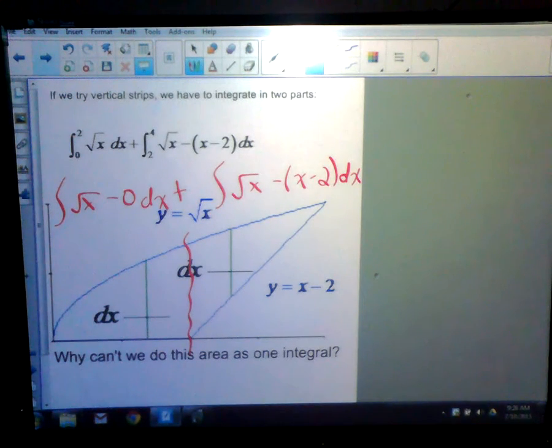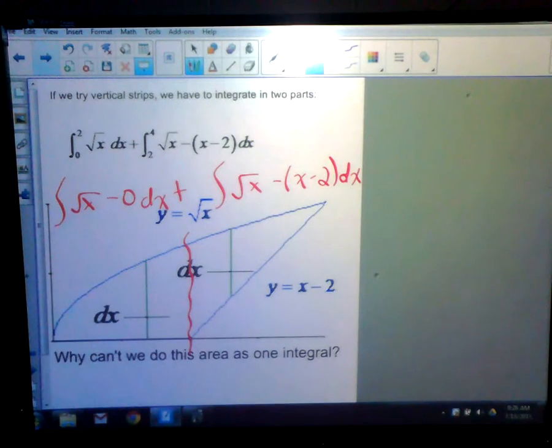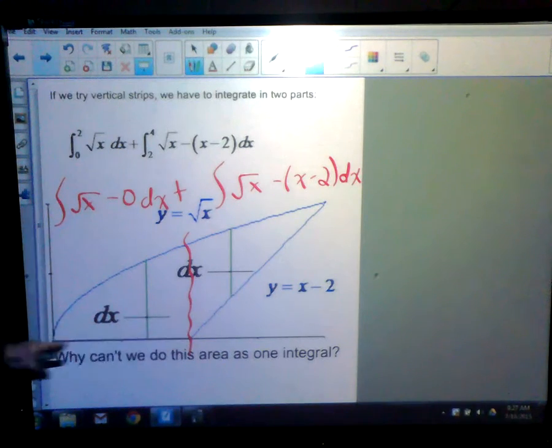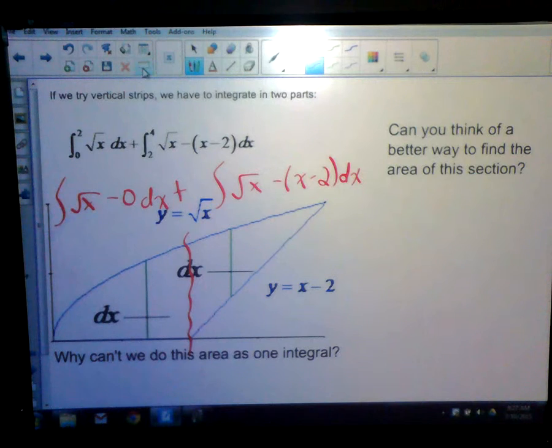Why did I have to split it into two problems? Because yes, the square root of x is always on top, but x minus 2 isn't always on bottom. It's on bottom to here, but then 0 is on bottom here. Can we think of a better way to do this? Instead of doing top minus bottom, is there a different way we could do it?